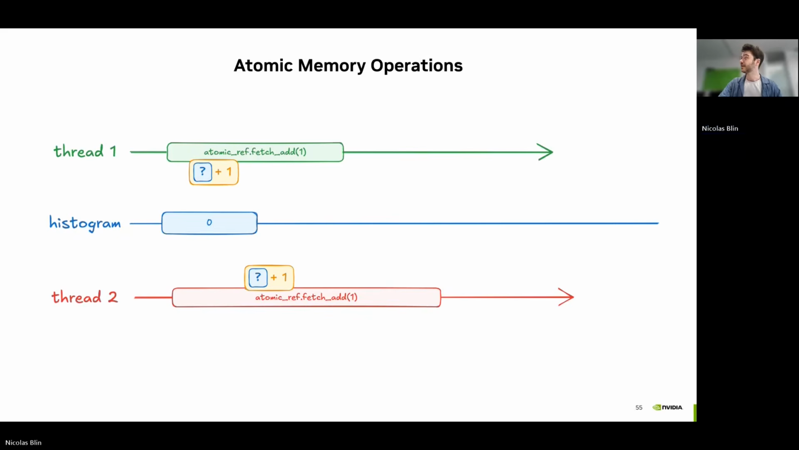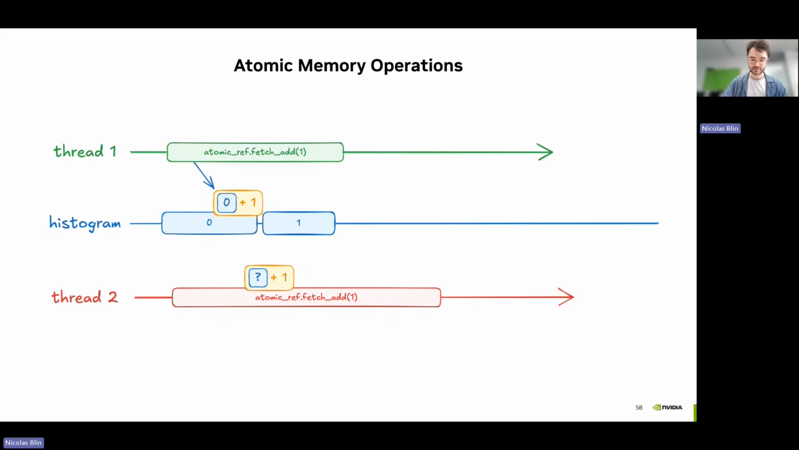So in our kernel, what will happen now is that thread 1 will use the atomic ref a fetch add 1 to add 1 to the histogram, and thread 2 will also want to do a fetch add 1 on the histogram. So what will happen is now thread 1 fetch adds, and this will arrive, do the read, do the modification, and do the write. All of that in just a single sequence, and the result will be stored back in memory.